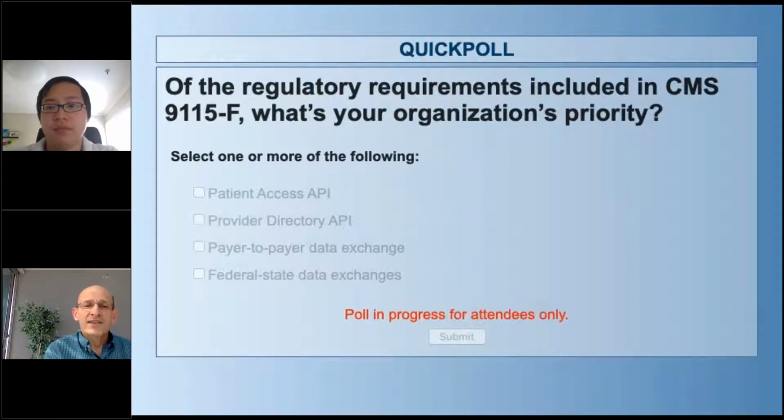So while we take that poll, I'd be really interested, Mike, you've come from Kaiser, which is a very interesting and unique organization, to a broader landscape. Where do you think the challenges probably lie across the country for payers?